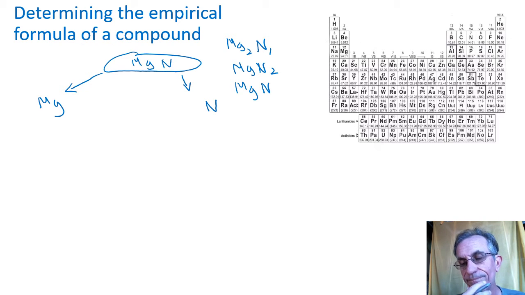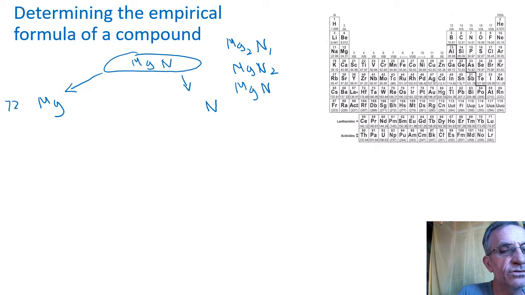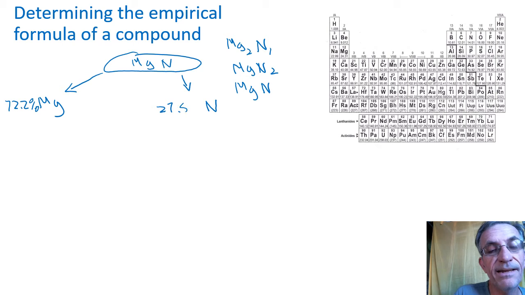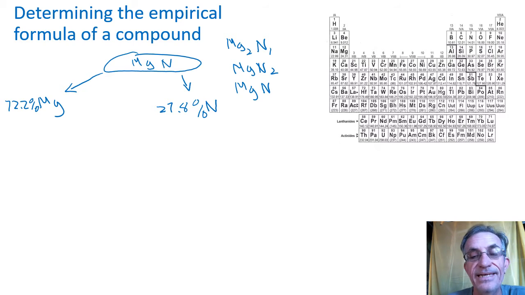If you do that, you would find that 72.2% of the magnesium would end up in the magnesium pile. That would be the percentage of the weight. And of the original weight, 27.8% would turn out to be in the nitrogen pile. So we've separated the two, and we see that most of the weight is in the magnesium pile: 72.2% in the magnesium pile, and 27.8% in the nitrogen pile.